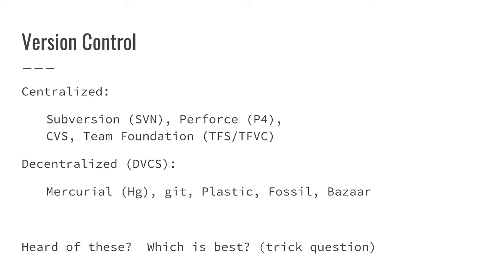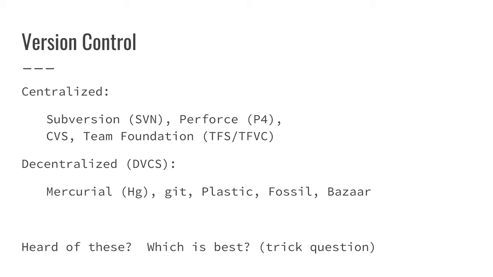And then decentralized. There's Mercurial, which is sometimes abbreviated as HG. There's Git, and then some others worth mentioning, but not worth getting into: Plastic, Fossil, and Bazaar. And if you've heard of them, that's great. And if you know the difference between centralized and decentralized version control systems, that's great too.